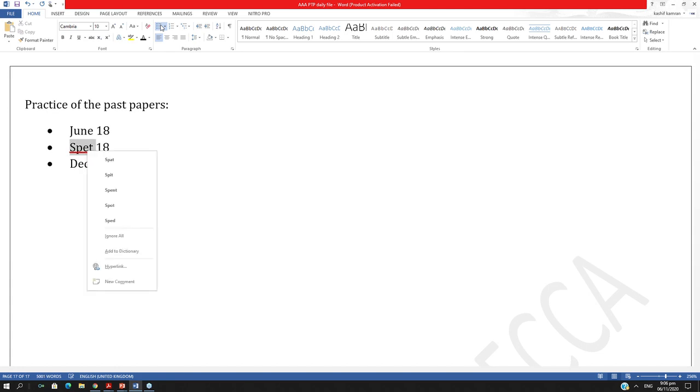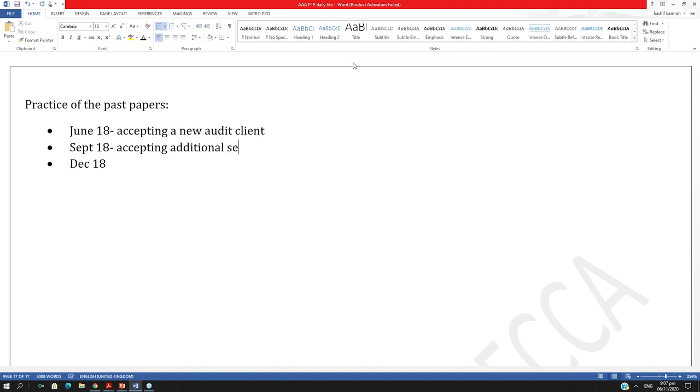Now, just to give you an idea, in the June 18 paper, the question was about accepting a new audit client. In the September 18 paper, it was about accepting additional services from an existing client. And then again in the December 18 paper, it was about accepting a new audit client.